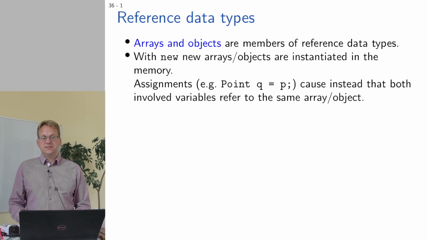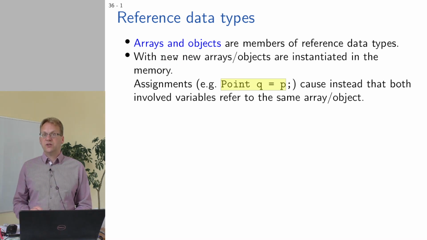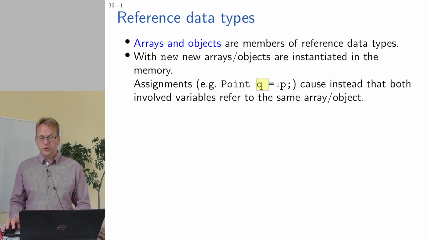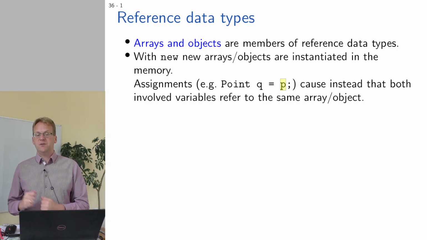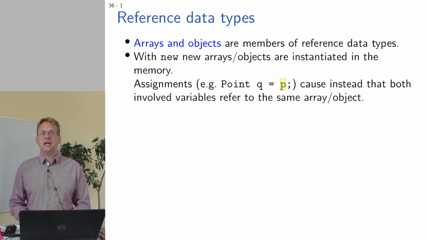Well, to summarize, arrays and objects are members of reference data types. With this keyword new, arrays or new objects are instantiated in the memory. But with an assignment, for example this one, Point q = p, we are not creating a new point object. We are just creating a new reference, q, to a point object that already exists. Meaning, after this assignment, both variables refer to the same object or the same array, as in our first example in this chapter.